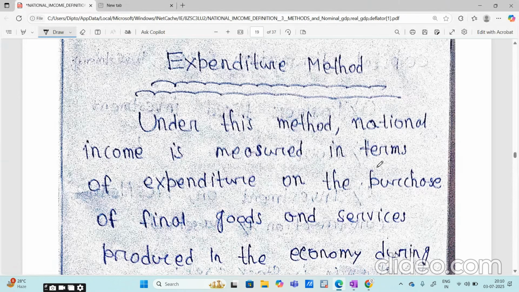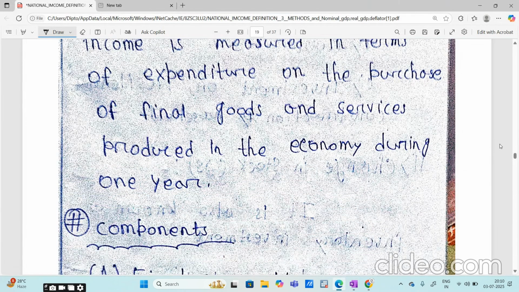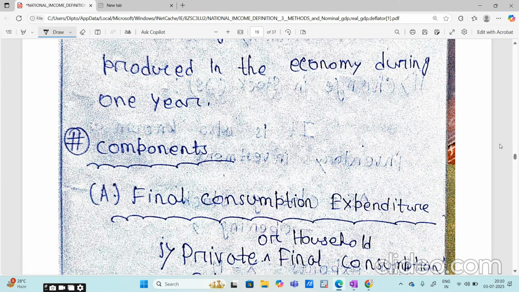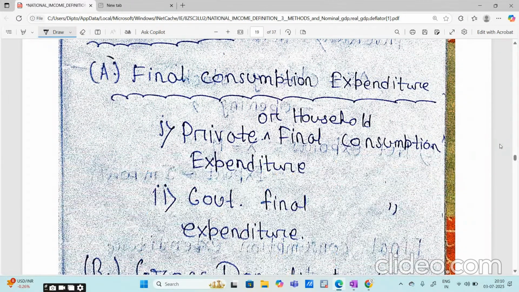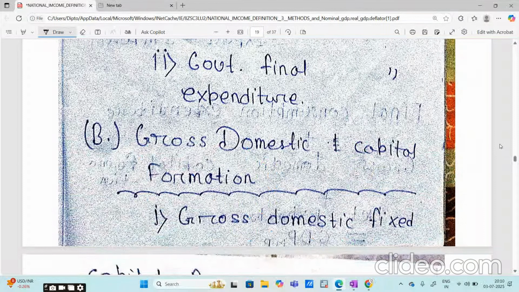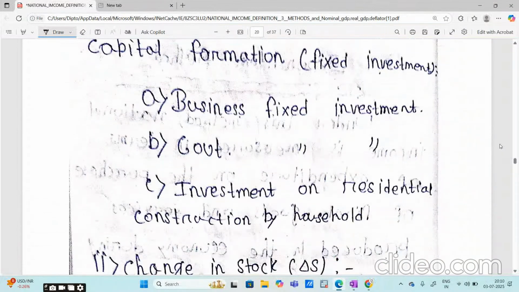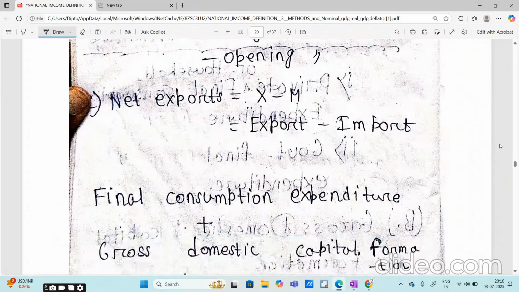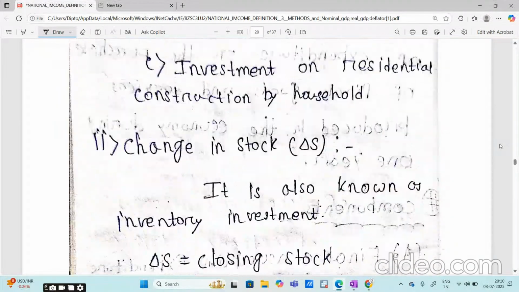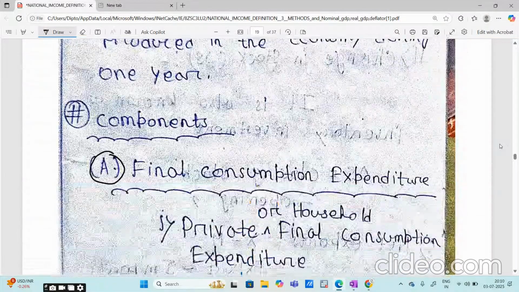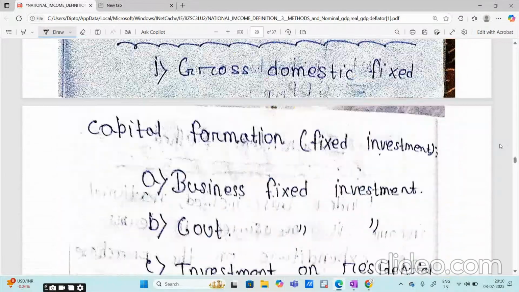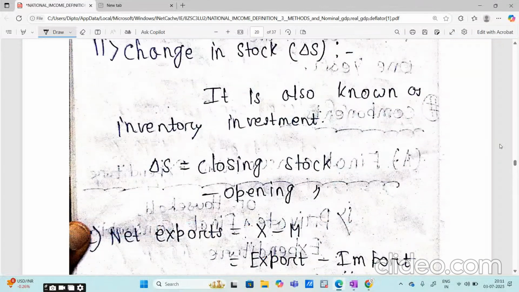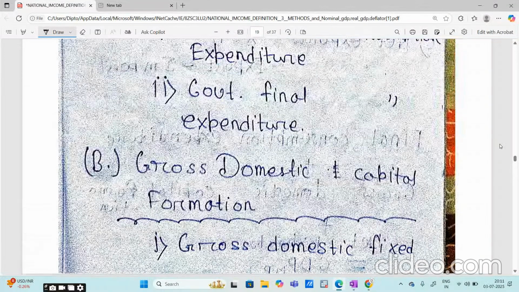Now, the expenditure method. Just like the previous income method, in the expenditure method also there are some components. One is final consumption expenditure, the second is gross domestic capital formation, and the third is net export. If you add final consumption expenditure, gross domestic capital formation, and net export, you will basically get the national income.